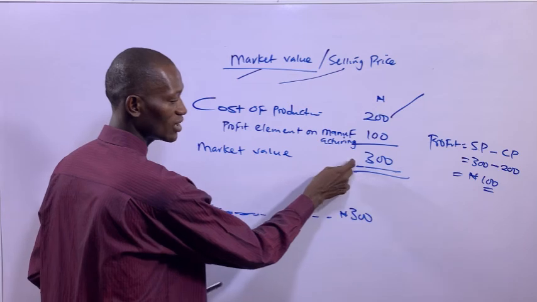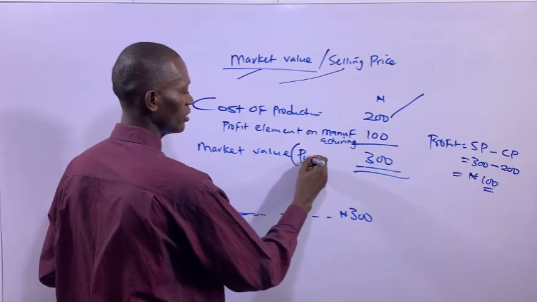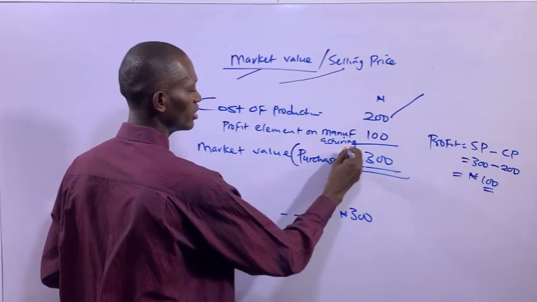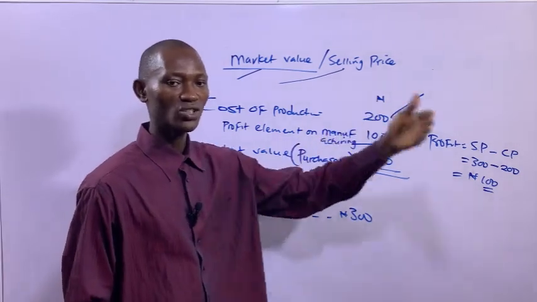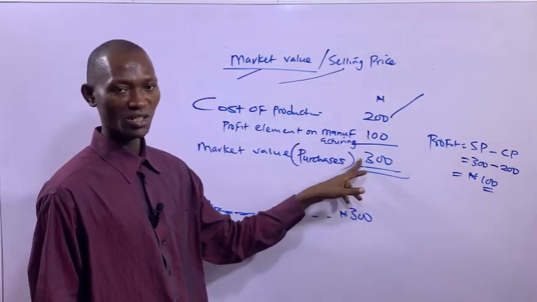So this will represent your purchases in the trading account. That's purchases of finished goods. This will represent it, 300 naira.